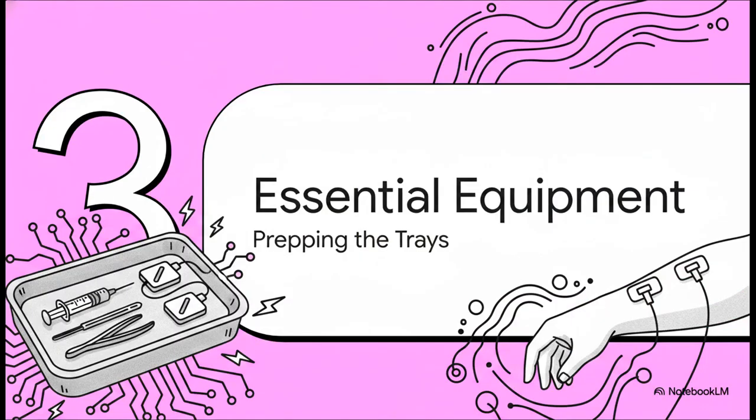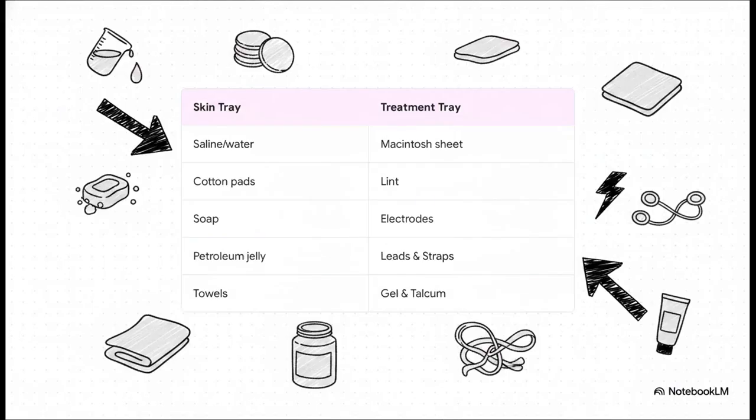Up next, essential clinical equipment, prepping the trays. To keep things safe and flowing smoothly, we always divide our gear into 2 distinct trays. First is the skin resistance lowering tray, which preps our biological canvas, the patient's skin. The second is the treatment tray, holding all the heavy hardware we need to deliver the actual electrical current. Keeping these separate is just the gold standard for a hygienic, professional workflow.